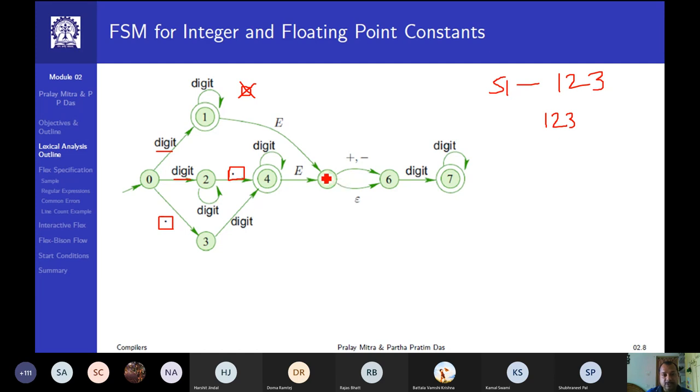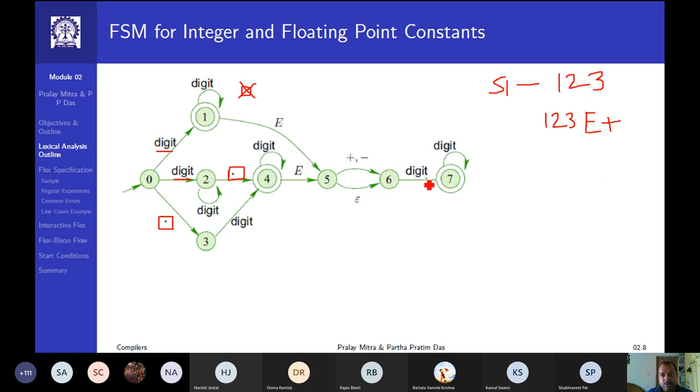Now you see, this 5 is not a final state, and it should not be, because I cannot have an integer constant ending like this. If I write e, then after that some digits will come. Here the option is either you can transit over epsilon, without mentioning the sign, giving you the flexibility that for a positive exponent I may not have any sign, or you can have a sign also, positive or negative, which you can mention here.